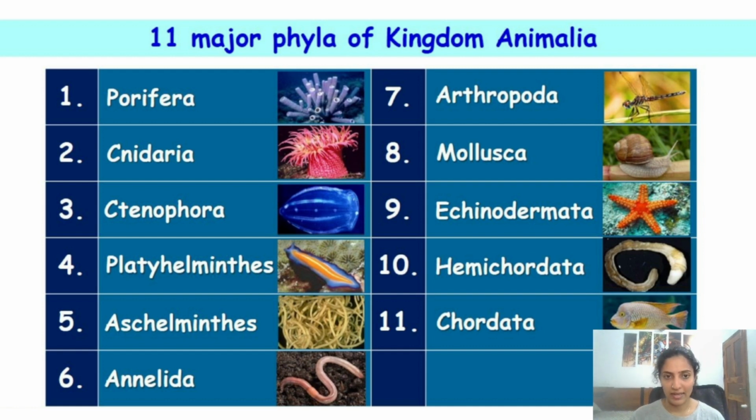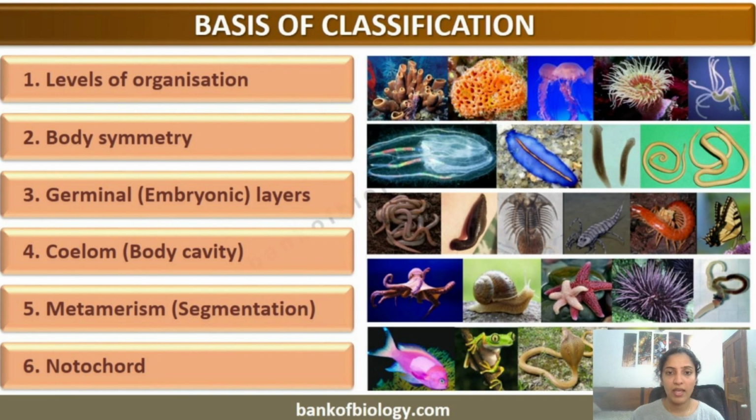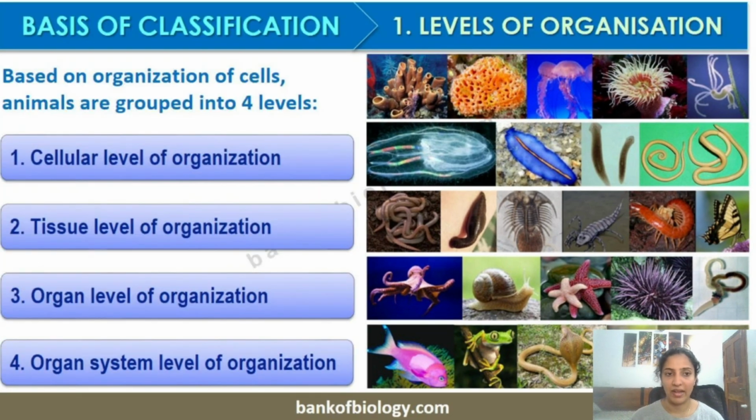Before learning about the phyla, you should understand on what basis these phyla are created. Okay, so let's see the basis of classification, or on what basis these animals are classified. The first basis is levels of organization, second is body symmetry, third one is germinal layers, or embryonic layers, next one is coelom of their body, metamerism or segmentation, then the last one is notochord. So we are going to see one by one. So these are the 6 bases in which the animals are categorized into 11 different phyla.